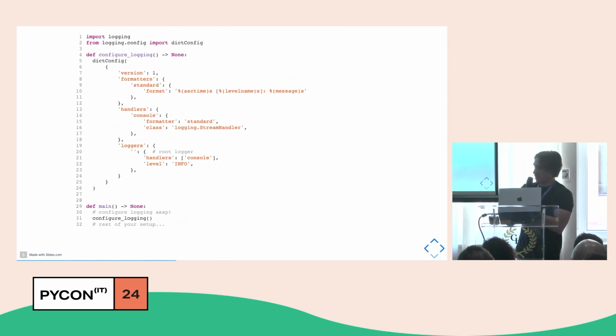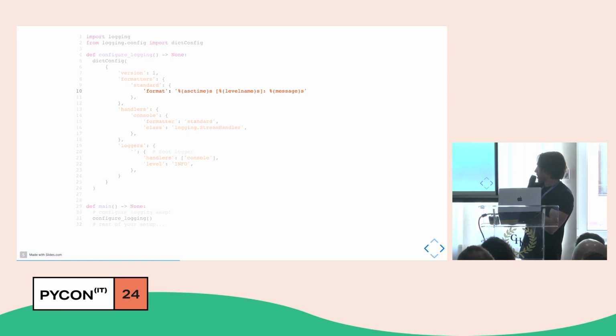This is what it looks like to set up standard library logging, in the simplest form possible. I have a formatter that's using sprintf-style strings. It's slightly different, but the point is I'm going to put in a time, the level names like info, error, warning, and my message.